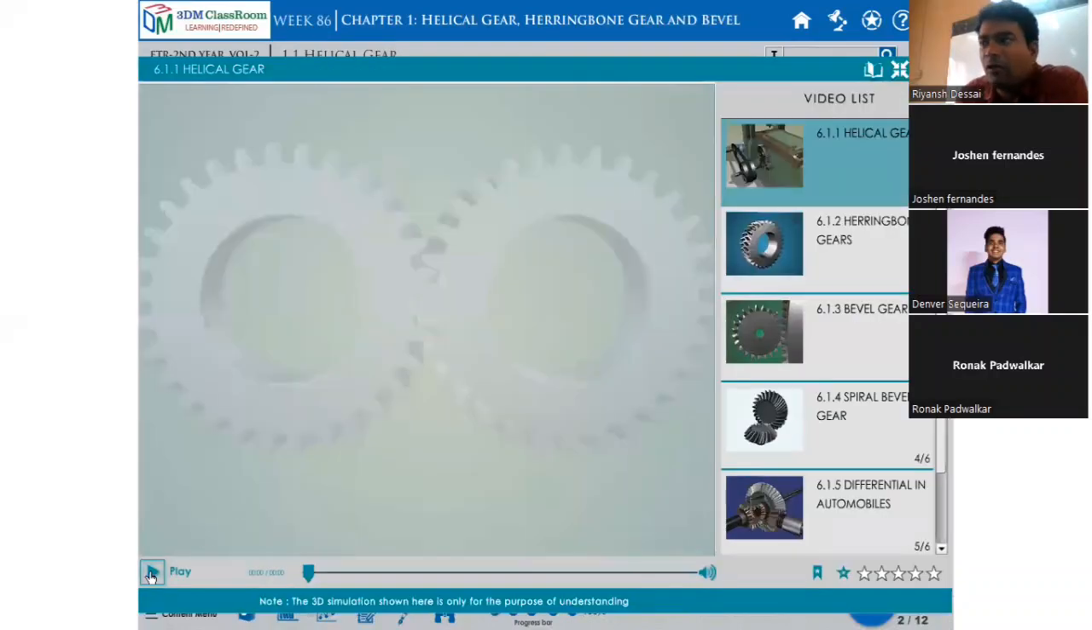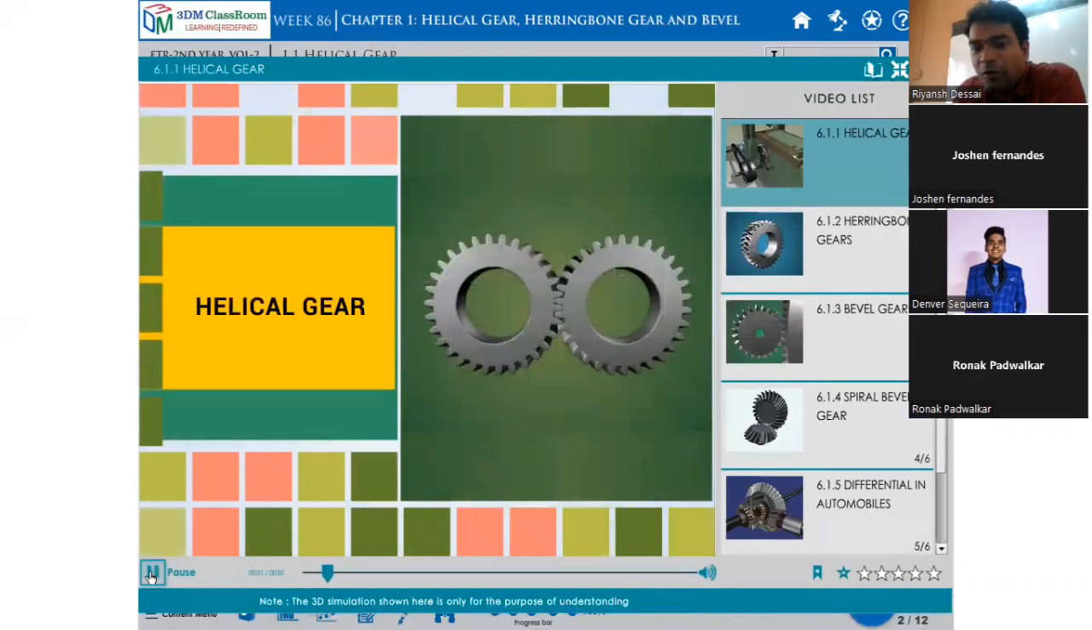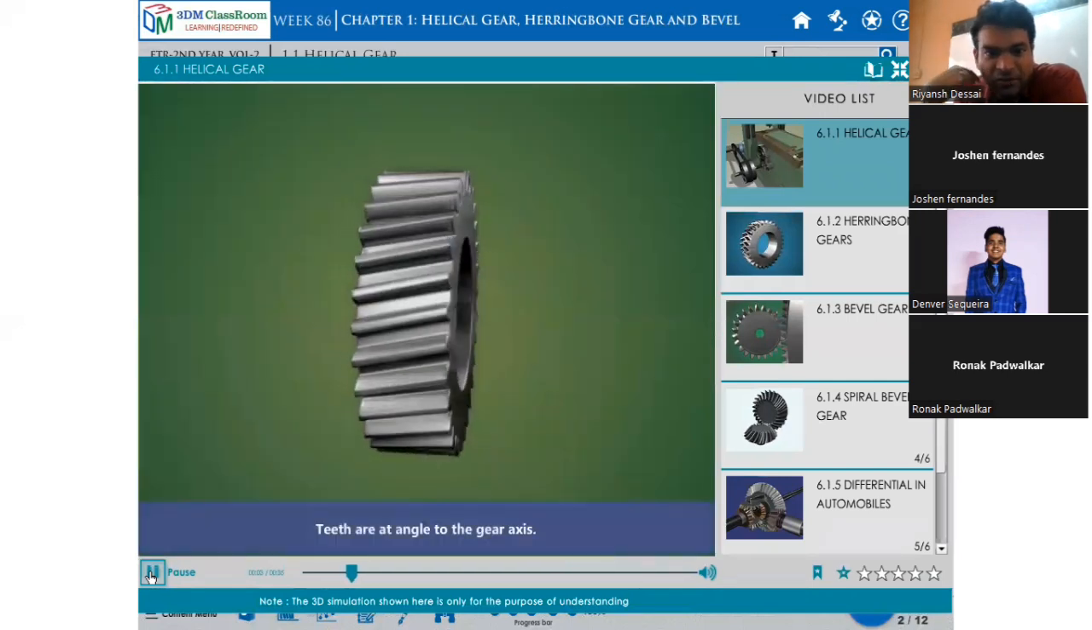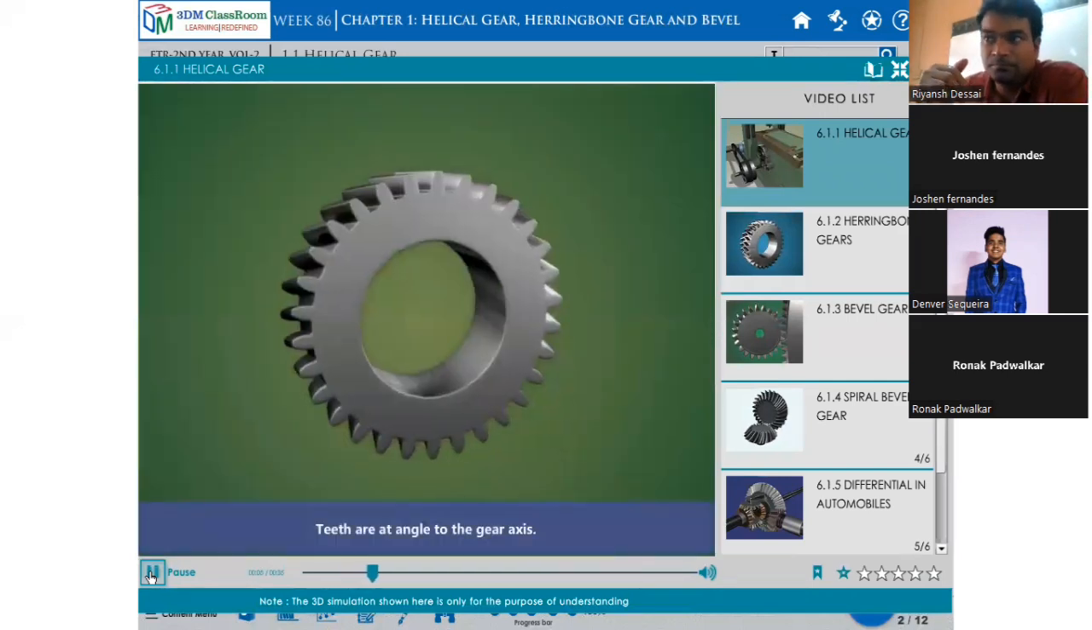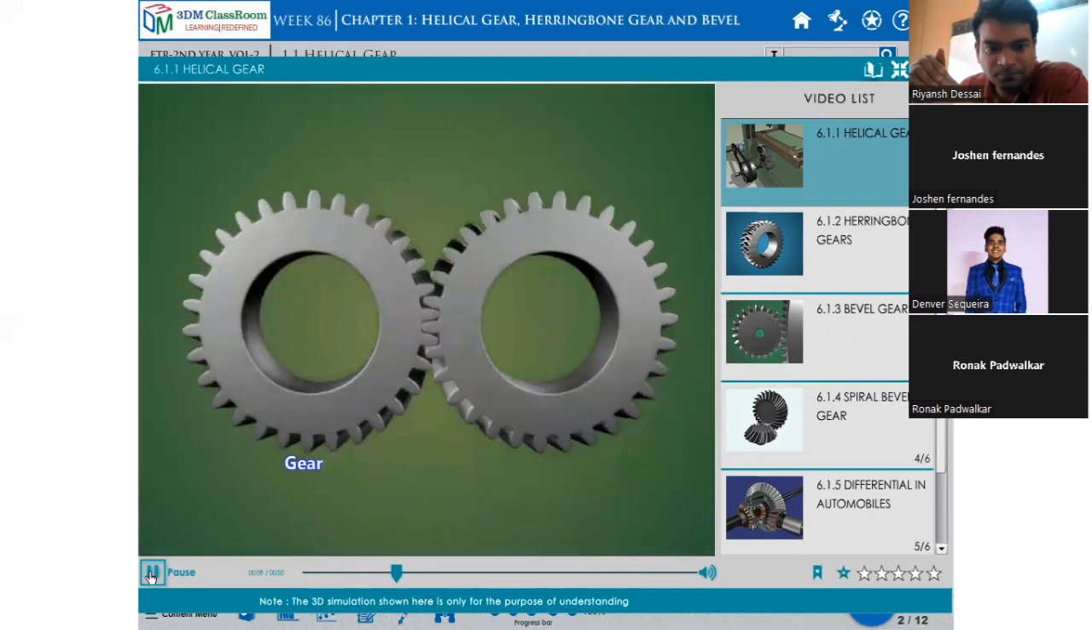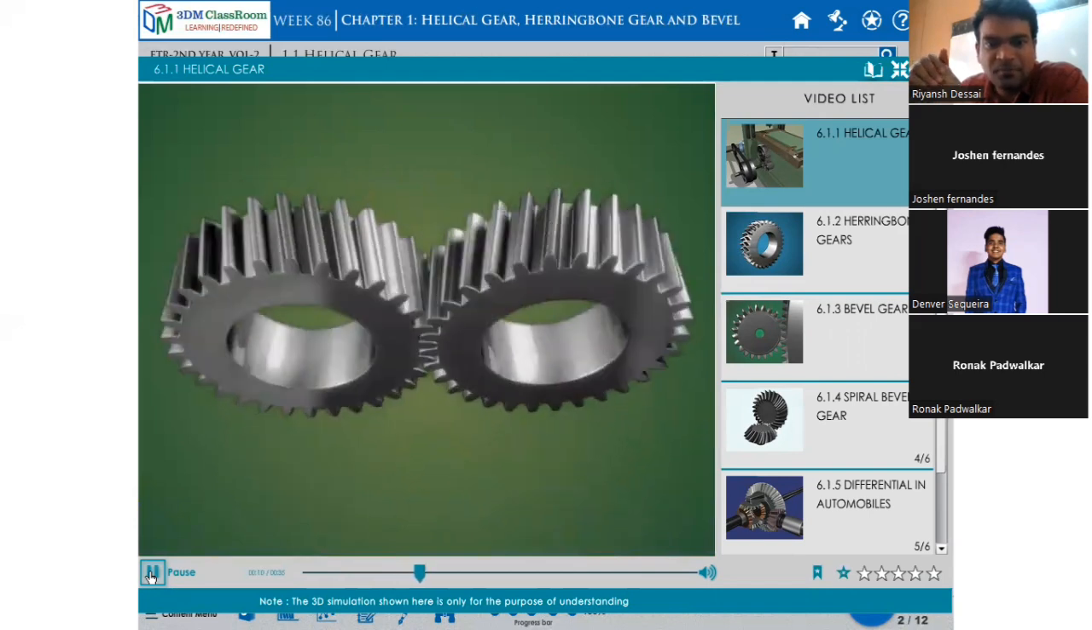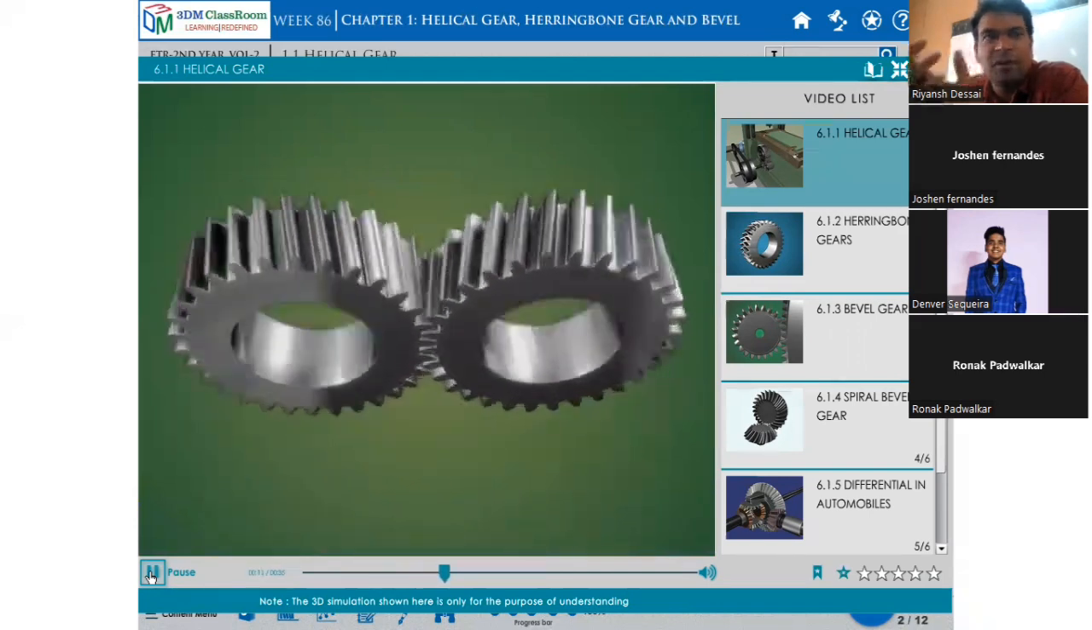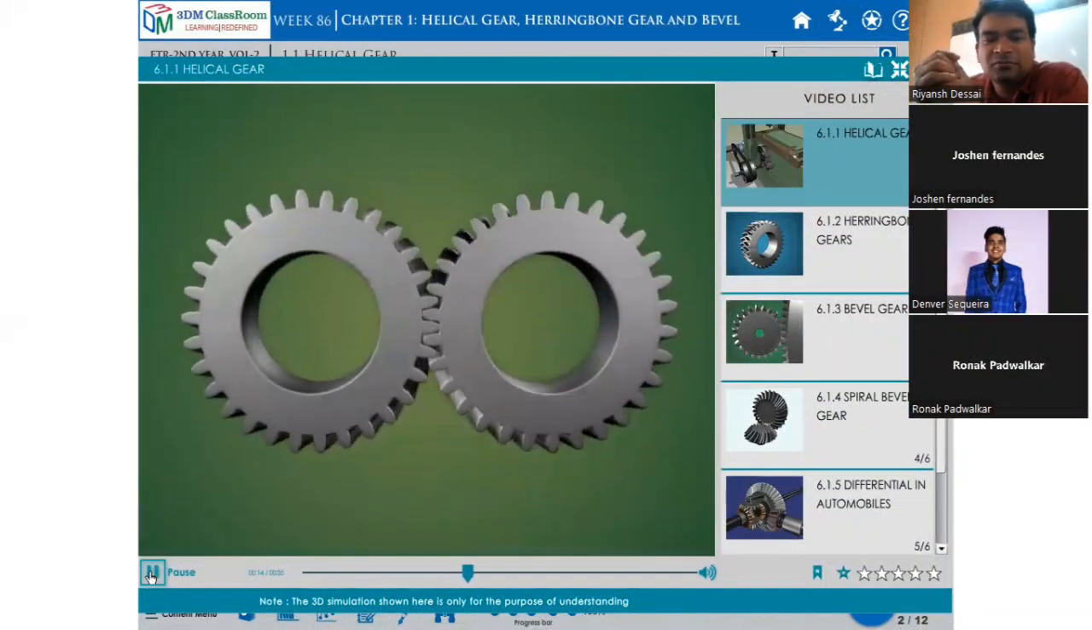Just watch what is meant by helical gear. See how helical gears look. The teeth are at angles to the gear axis. If you look from the front, it's similar, but the teeth are like this.